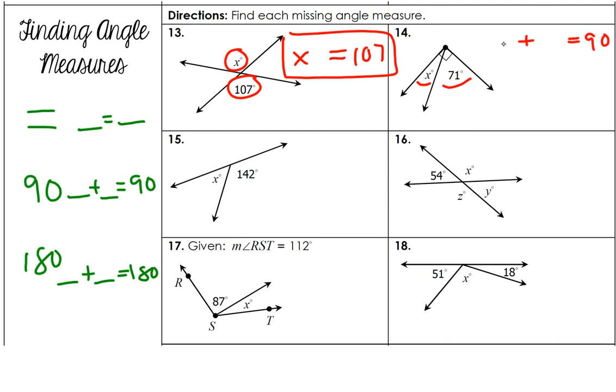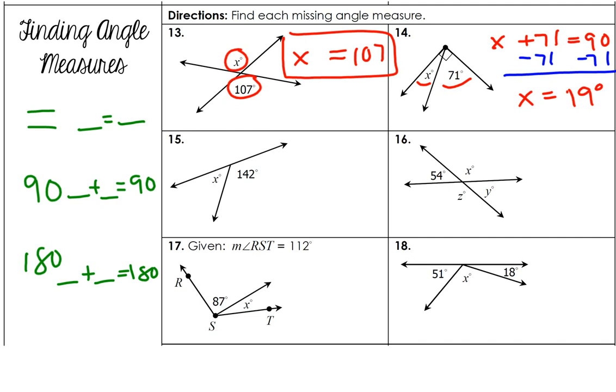So again, I put my first measure here, I put my second measure there, and in this case, I'd need to do some math. So use your calculator to help you out with this. So my missing angle measure is 19 degrees.